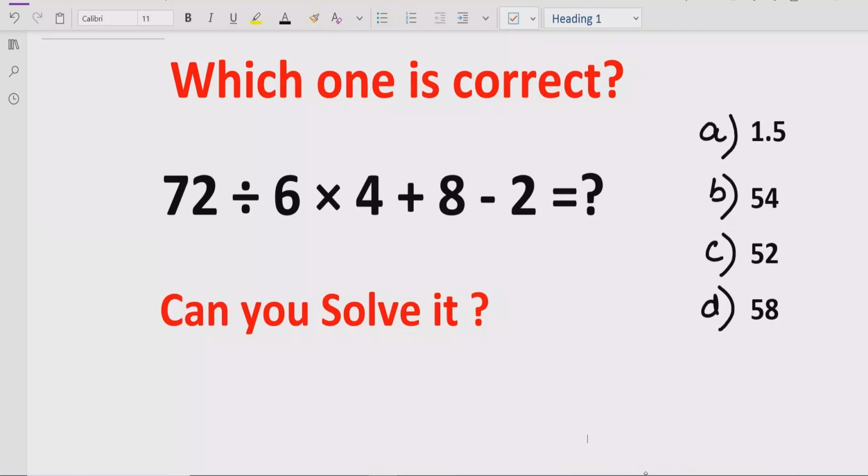If you want to solve it by yourself, please give me the answer in the comment box, like which answer is correct here. So now let's start the topic.